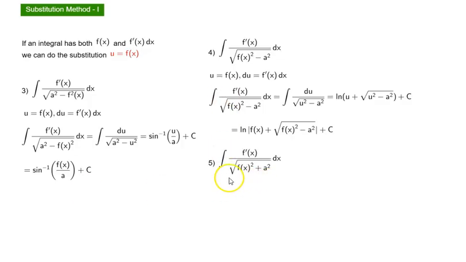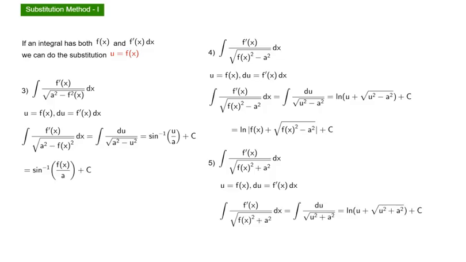Okay, fifth one. Integral of f prime of x dx divided by square root of f of x square plus a square. u is equal to f of x, du is equal to f prime of x dx. After substitution, we get integral of du by square root of u square plus a square, which is equal to natural log of u plus square root of u square plus a square plus c. Don't forget to put in the absolute values, at least in the last step. So equal to natural log of absolute value of f of x plus square root of f of x square plus a square plus c.